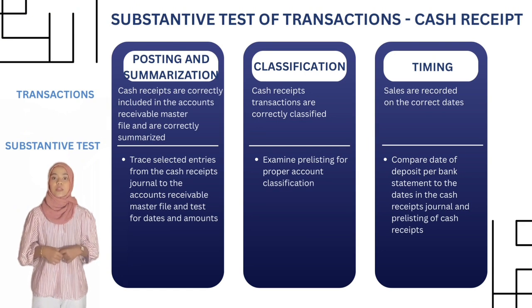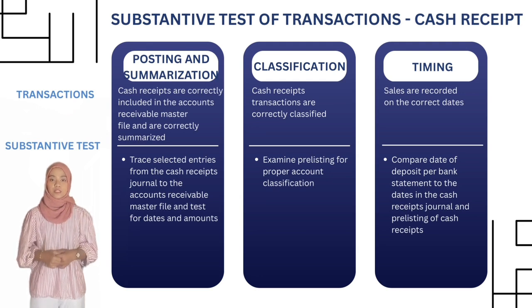Number 5, classification. This test verifies that cash receipt transactions are classified into the correct accounts. The pre-listing is examined to ensure proper account classification.